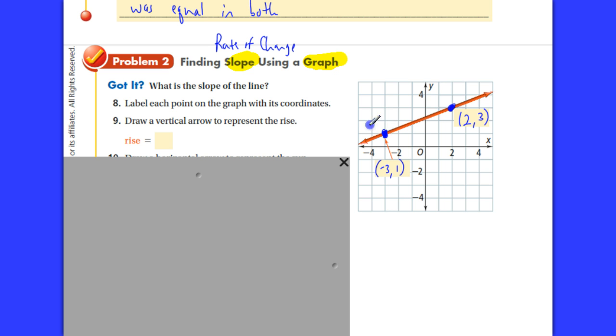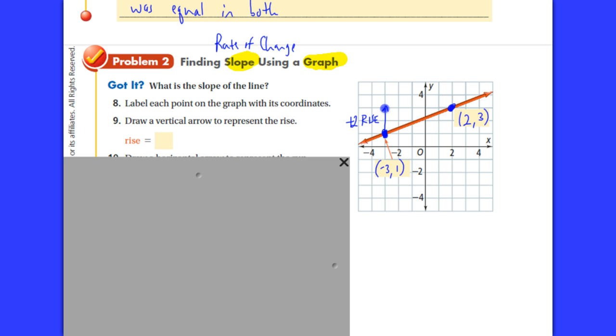So what I'm going to do is I want to know how much do I go up or down to get from one point even with the other point. Okay, that is the rise. Now since I'm going upward, that's a positive rise. If I would have gone down, it would have been a negative rise. I went up 2 spaces, so the rise is 2.